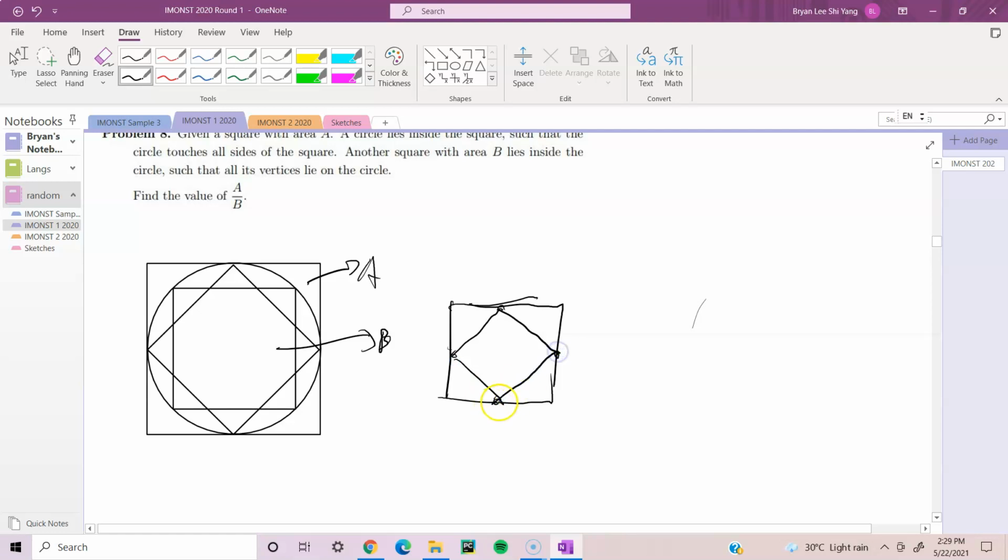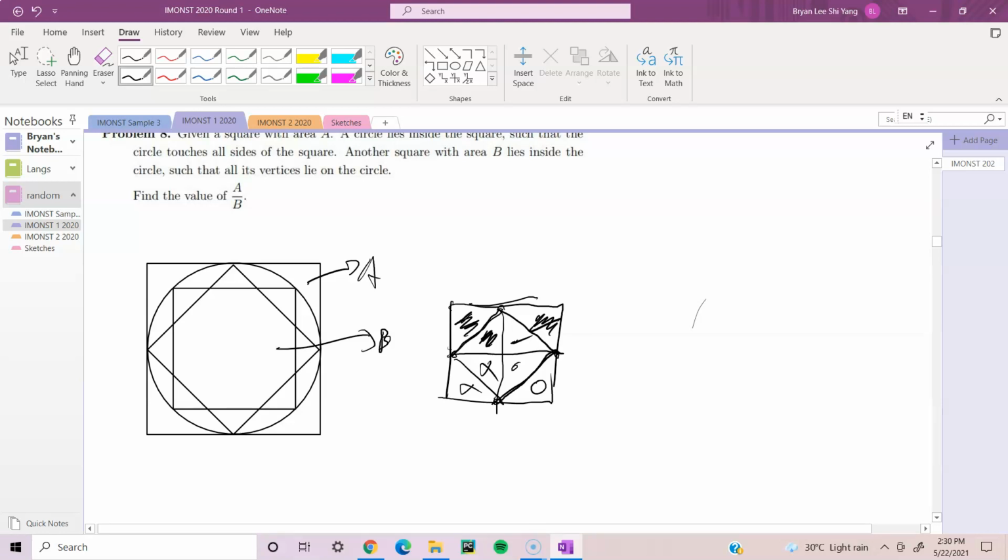Coincidentally, it touches all the midpoints of the largest square. So what we can do is just cut it in half. So this one equals this one, this one equals this one, this one equals this one, and so on. So we can see that the smaller square is exactly half of the larger square.